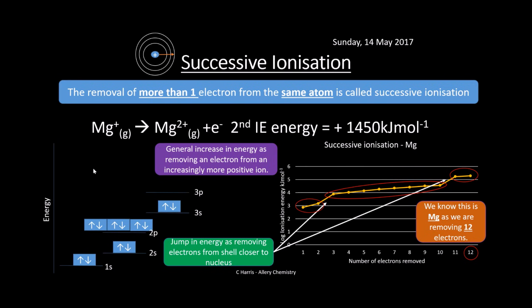Okay, so we know this is magnesium. Look at the number at the bottom. It's got 12 electrons. So look out for these little clues.